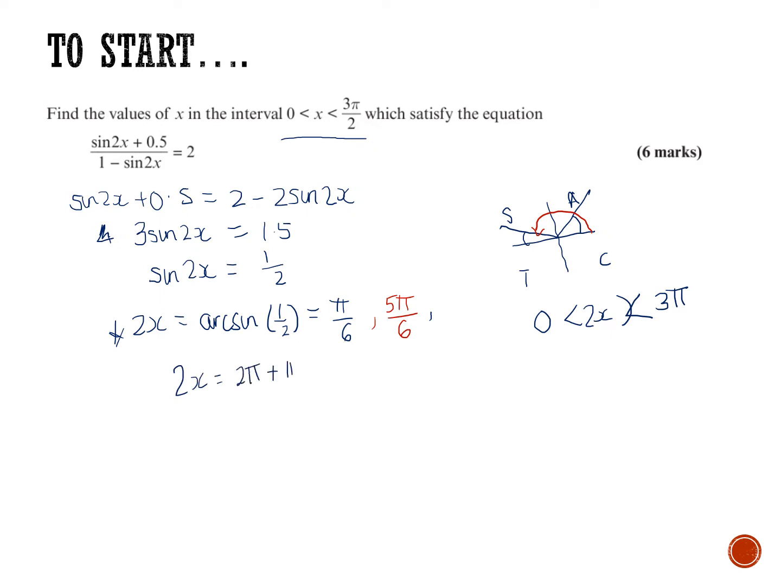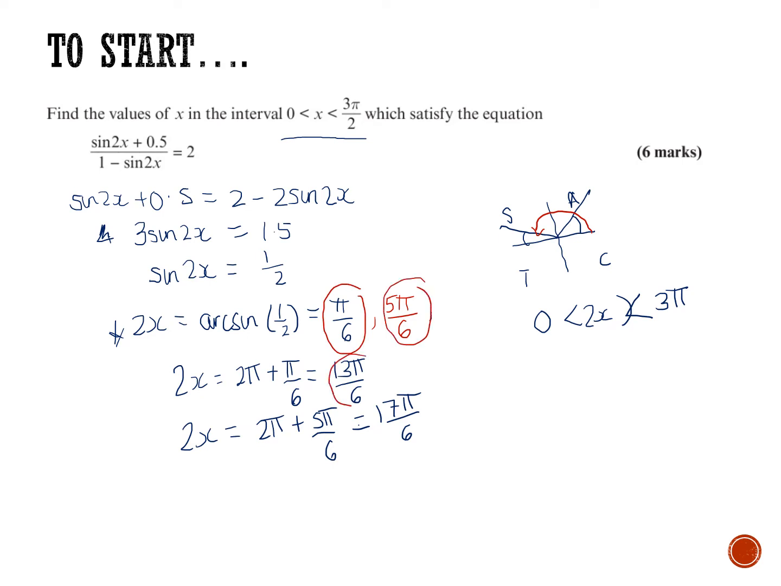If I do pi by 6 plus 2 pi, that gives me 13 pi by 6. Use your calculator if you're not very good at fractions. And I also do my 5 pi by 6 plus 2 pi. Again, use your calculator if you need to, and that gives me 17 pi by 6. So to get my final answers for x, I'm going to take each of my answers, I've got 1, 2, 3, 4, and divide each of those by 2.